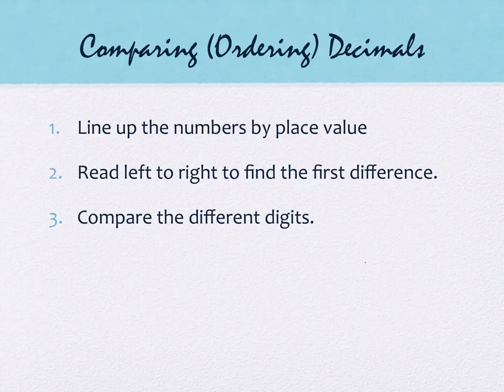Make sure your sizes are approximately the same. You're not getting sort of led astray by your own handwriting or the size of things or whatever. We read the values from left to right, and we find the first difference. In other words, the first place where they are different. And then we compare the different digits.